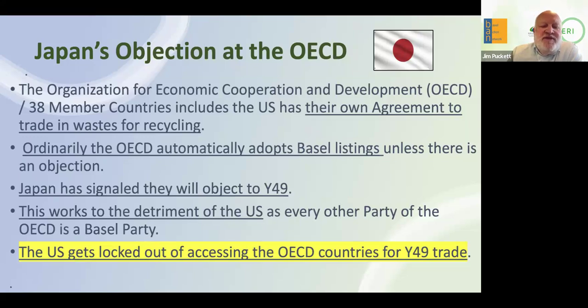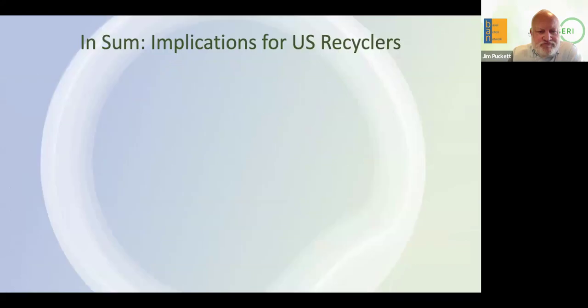So this is a situation, unless Japan changes their mind before the end of the year, this is going to mean that the US is not going to be able to trade in Y49, and that includes Canada right now, because Canada has not done what they did with plastics. They have not created a bilateral agreement of any kind, which includes Y49. We've alerted Canada to this, but they have not committed to doing anything.